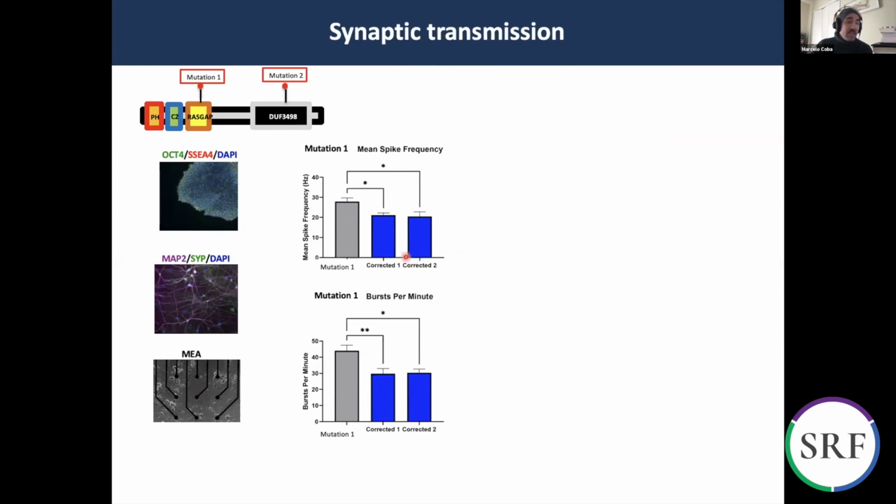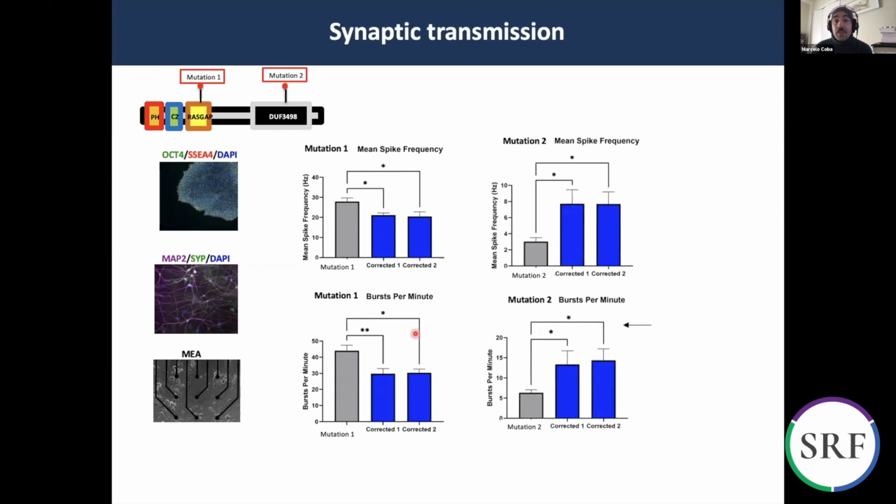This is important: for each one you need to make different isogenic cell lines with different corrections. These responses are tricky, so you will need the different corrected cell lines. We have increases in synaptic activity. The mean spike frequency is higher, and the bursts per minute are also higher, but this is not what you always get. With this other mutation, we have the opposite result.